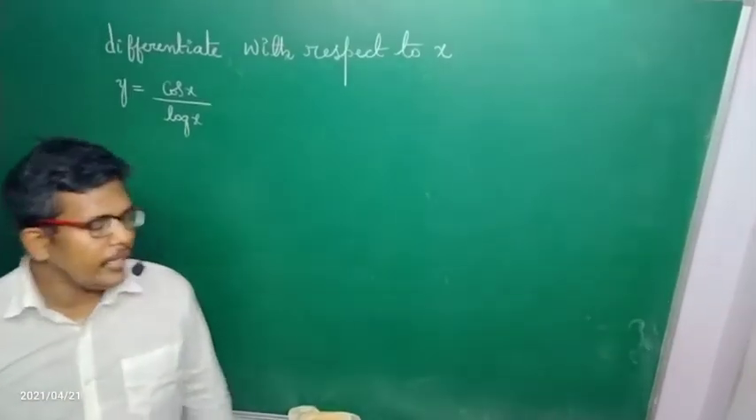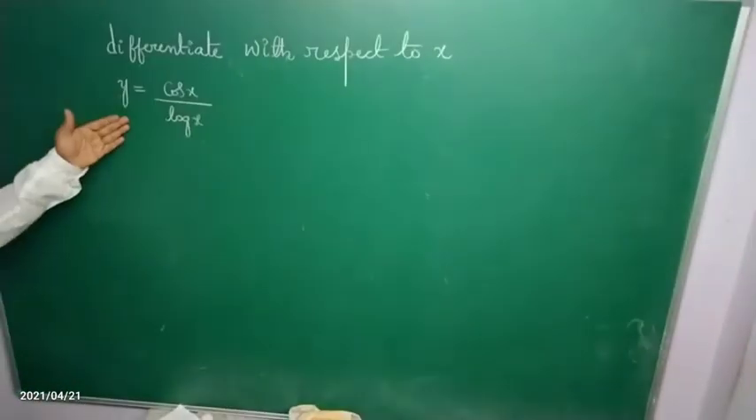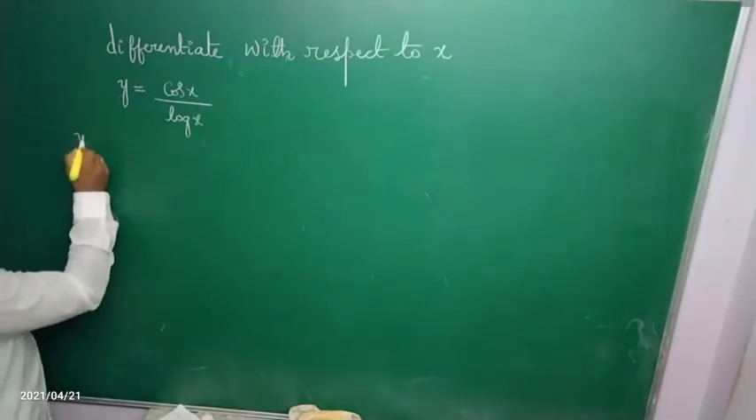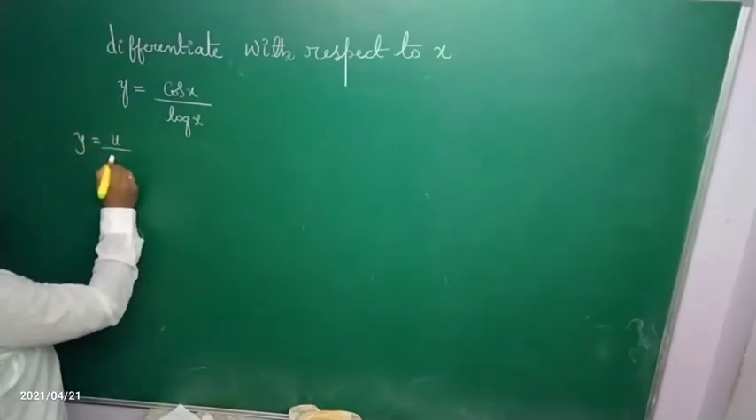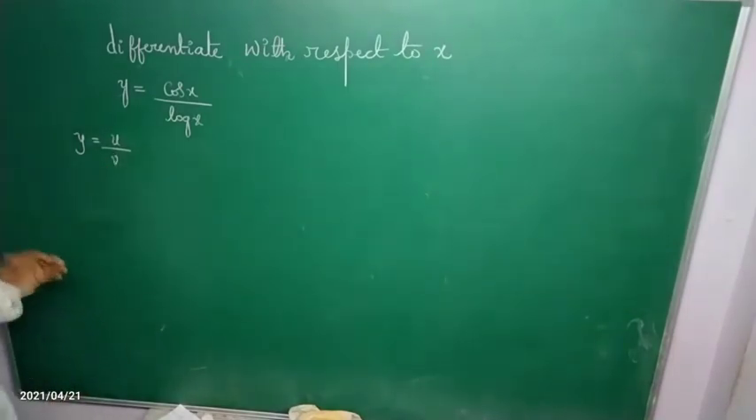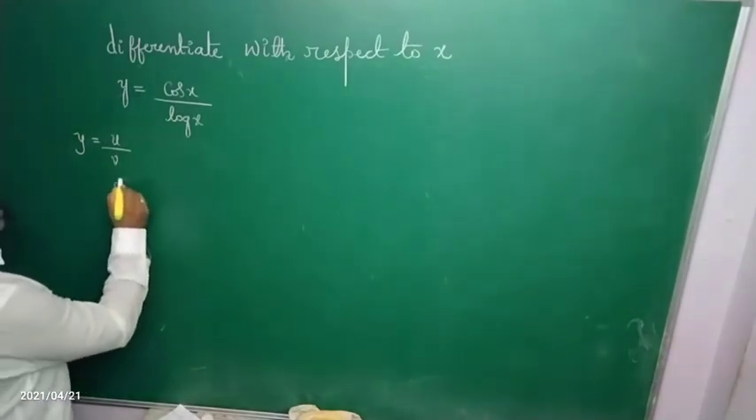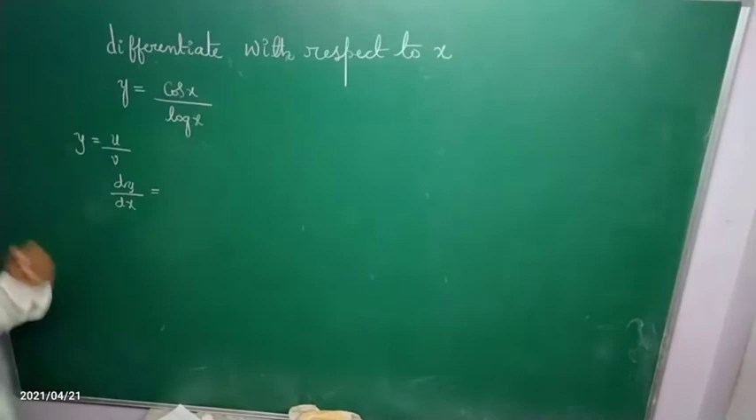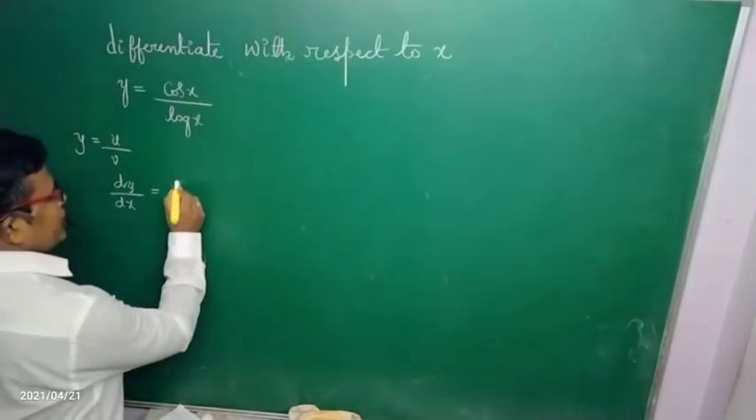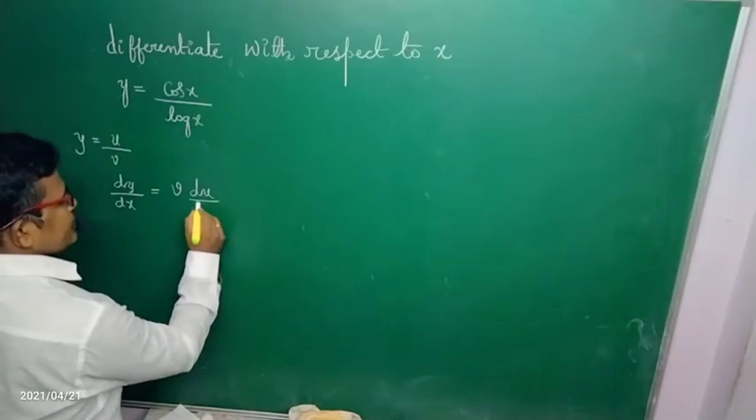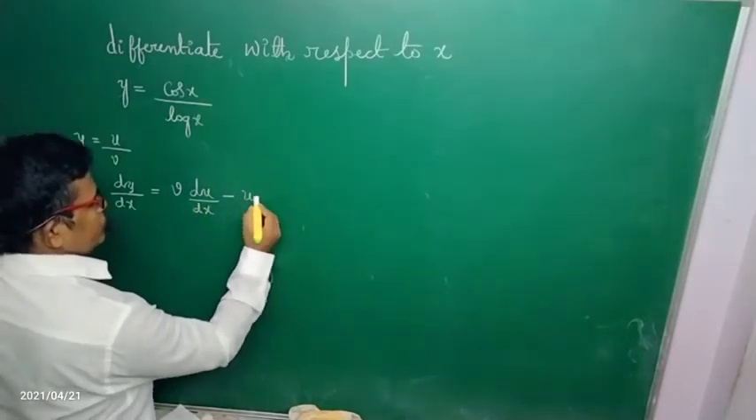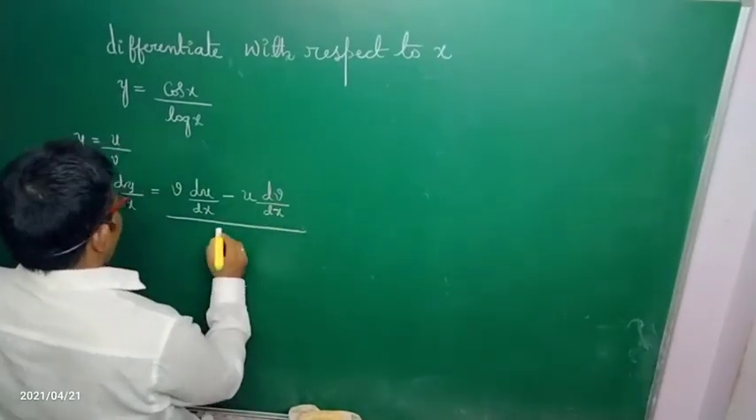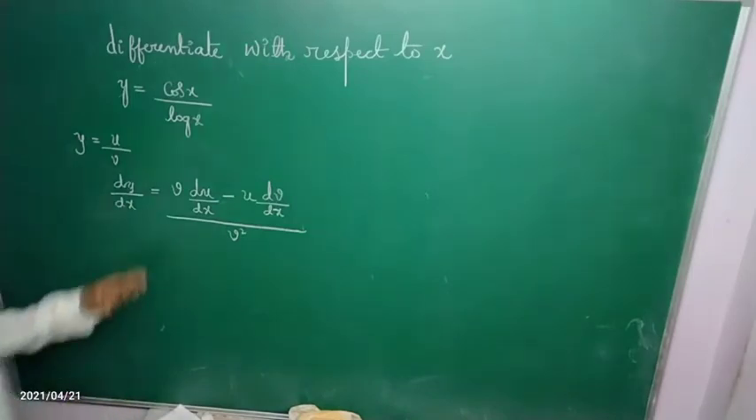Good morning friends. Today we are going to differentiate this function with respect to x. So this is in the form of y equal to u by v. If you want to find dy by dx, according to quotient rule we have v du by dx minus u dv by dx, by v square. So this is the formula.